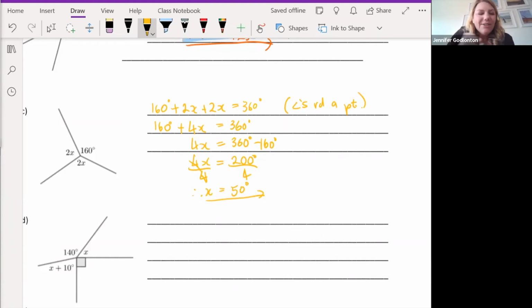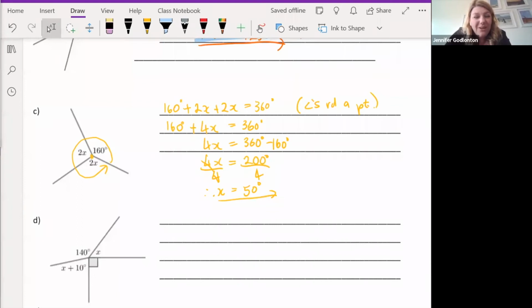Okay, so for the people asking where the 360 is coming from, this is my point over here, and all three of those angles added together have to give me 360 degrees. Okay, because any time we have angles around a point, it has to equal 360. Nice work.